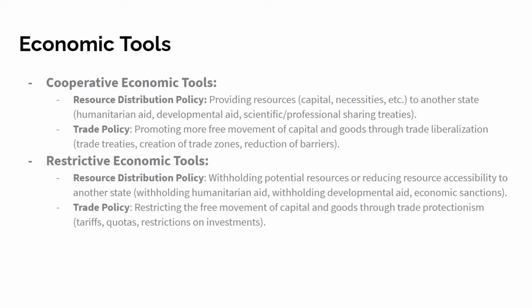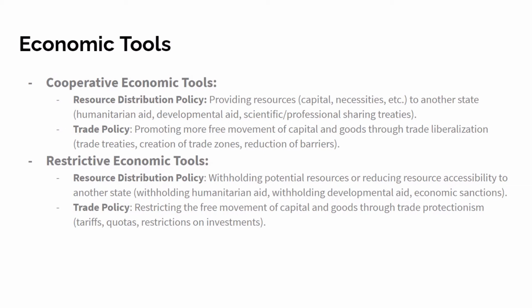And then trade policy, in terms of restrictive stuff, there's restricting the free movement of capital and goods through trade protectionism, right? So that looks like tariffs, which I just talked about as a tax, or quotas, which is basically saying you're only allowed to take in this much of this good. So instead of a limitless flow of wheat, or, an example could be timber from Canada to the United States, instead of saying, hey, we'll accept as much timber as you want, you might say, hey, we're only accepting 100 pieces of timber every single year.